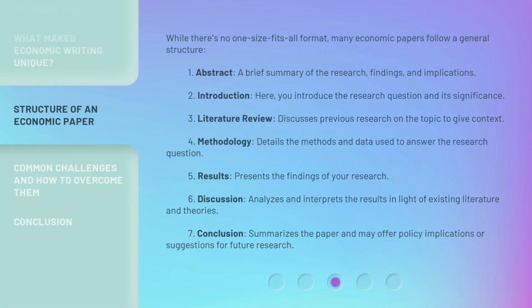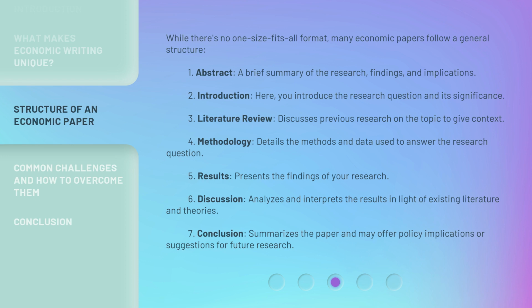While there's no one-size-fits-all format, many economic papers follow a general structure. 1. Abstract. A brief summary of the research, findings, and implications. 2. Introduction. Here, you introduce the research question and its significance. 3. Literature review. Discusses previous research on the topic to give context.